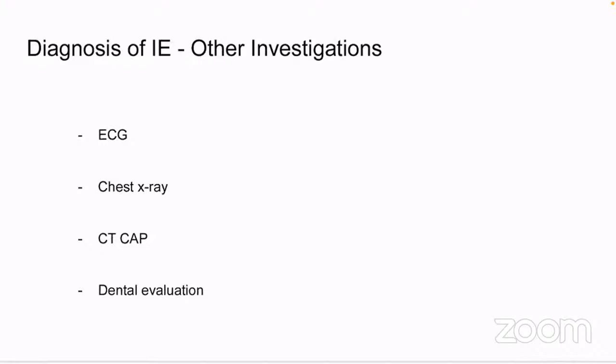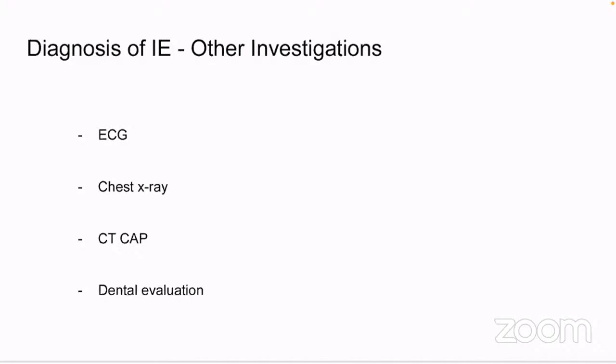Other investigations which can be done for patients: ECG should be performed as a baseline, and serial ECGs to monitor the progression of the disease. If there is any heart block or conduction delay, it might be a clue to paravalvular extension. For example, if there is evidence of ischemia on ECG, it might suggest the presence of emboli to the coronary circulation.